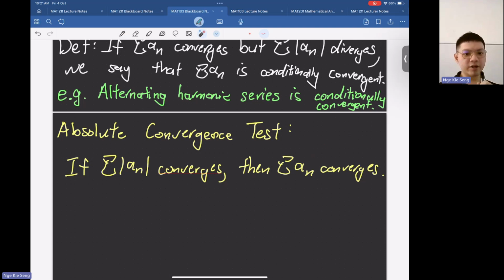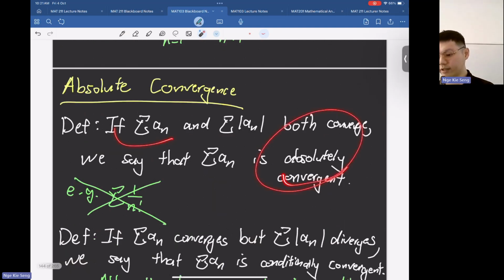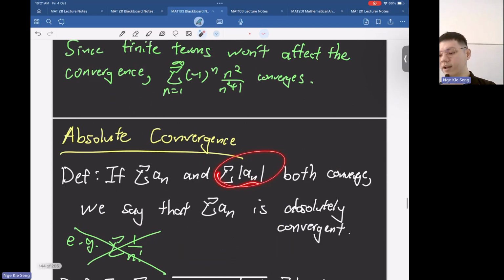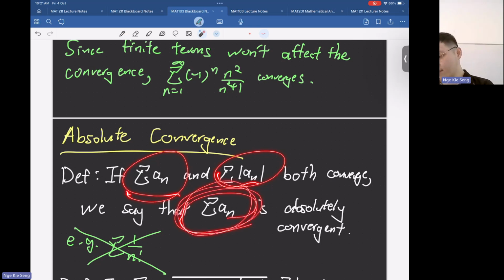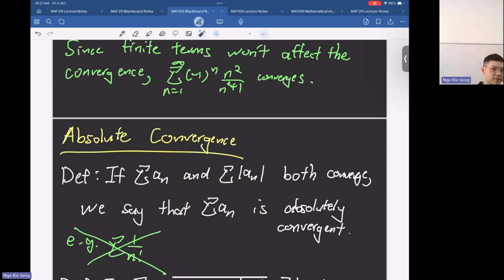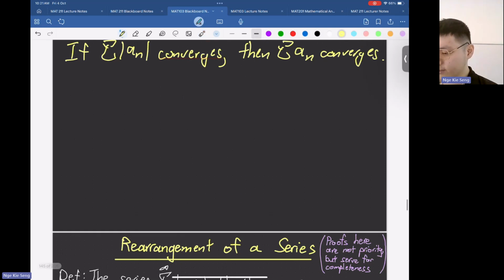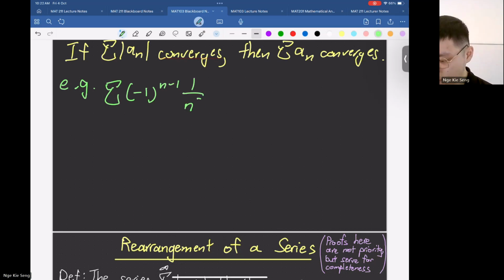Things to check: two things to check, right? For absolute convergence, you need to check that the original converges, and then the absolute series converges. If the absolute series converges, it already implies the original series converges. So the original series absolutely converges. It must converge, no matter how. Good. So let's check on some examples and see how we use this. Let's do two examples: this one and the other one.